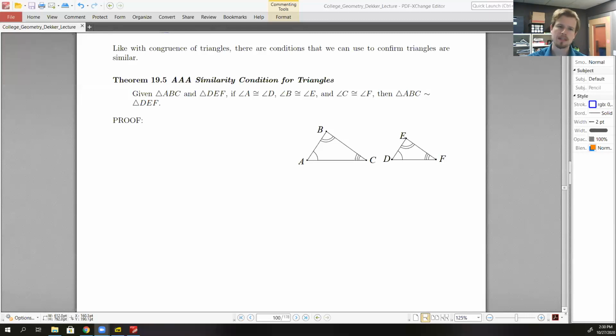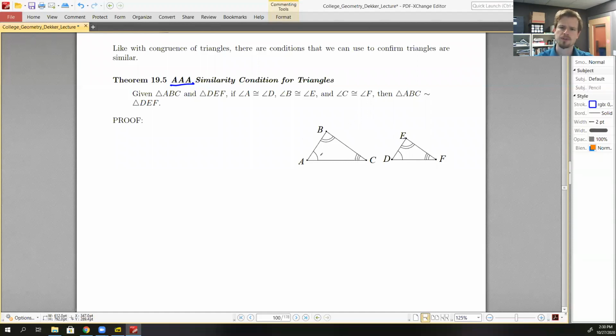It works out that as long as we have the three angles matching, then we would have similarity of the triangles. That's what we want to show here. So given two triangles, if each of the angles are congruent, A congruent to D, B congruent to E, C congruent to F, then the two triangles are similar to one another.